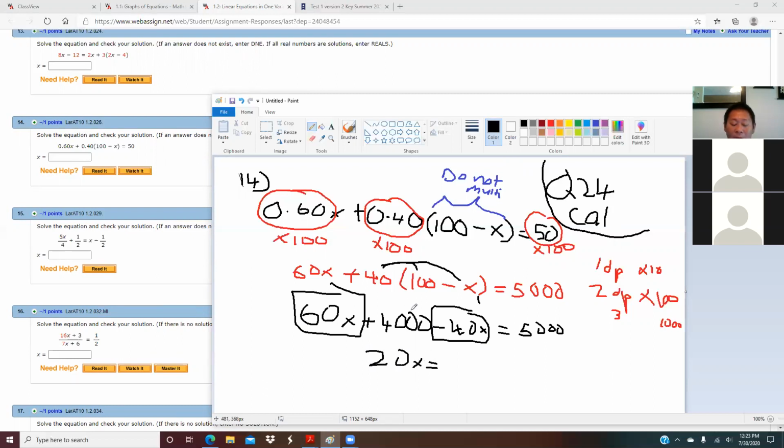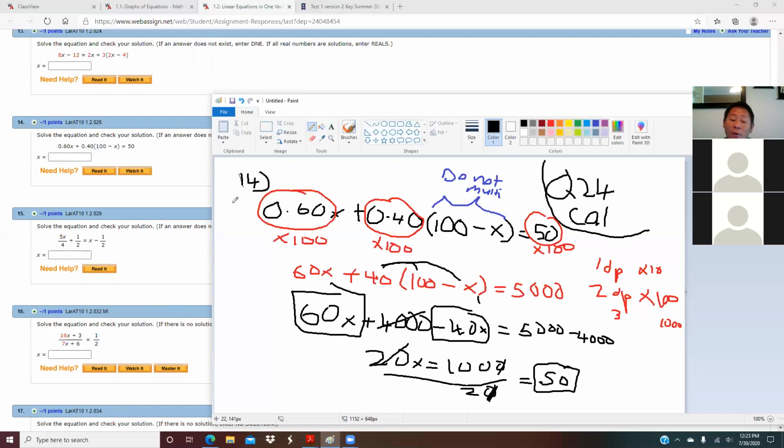And then this 4,000, I subtract it from this side because I need to get all the numbers on one side. This 4,000 is positive, so when you move it to the other side, it becomes minus. So 5,000 minus 4,000 is 1,000. And then you divide everything by 20. This is how we solve for x here. One of these zeros will cancel out because of the division. So now it's 100 divided by 2, and your answer in this case is 50. So this is how we do question number 14 without using a calculator.